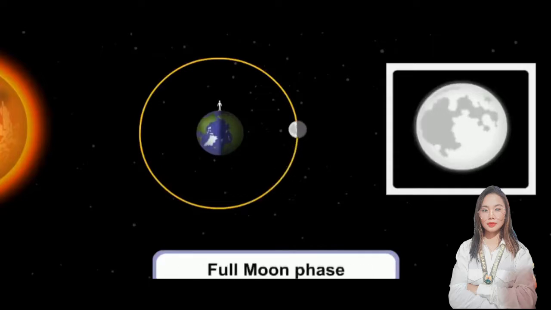During the full moon phase, the moon is on one side of the Earth, and the sun is on the other. The sun illuminates the half of the moon that faces the Earth directly, and the moon looks like a full round circle.